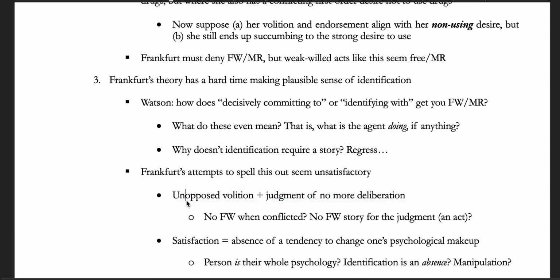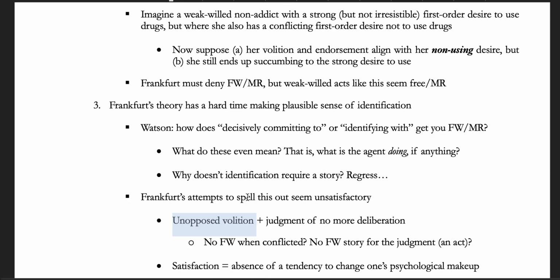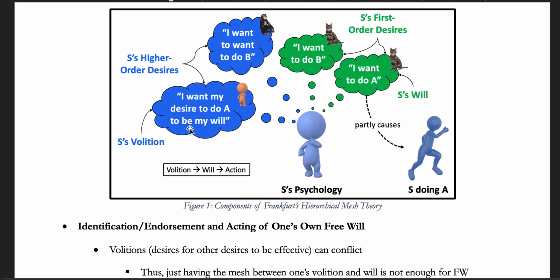So he says, well, what is a decisive commitment? What does it mean to identify with your desires? Well, it means your volition is unopposed. And this is one thing he said before. And you have this judgment that you don't need to deliberate anymore. An unopposed volition, meaning you don't have another volition for some other desire. So like this is unopposed. You have conflicting desires, but not conflicting volitions.